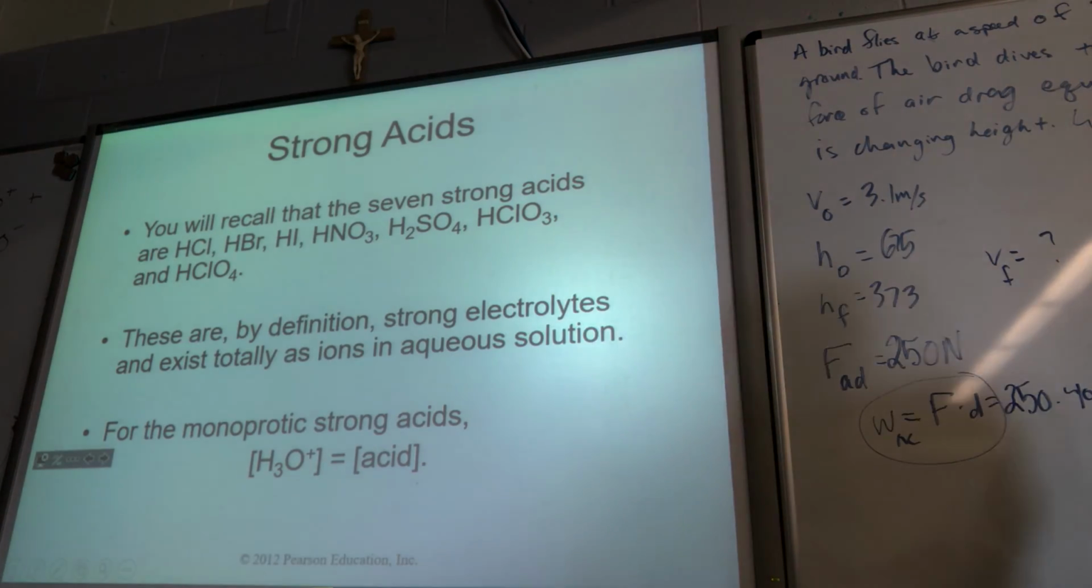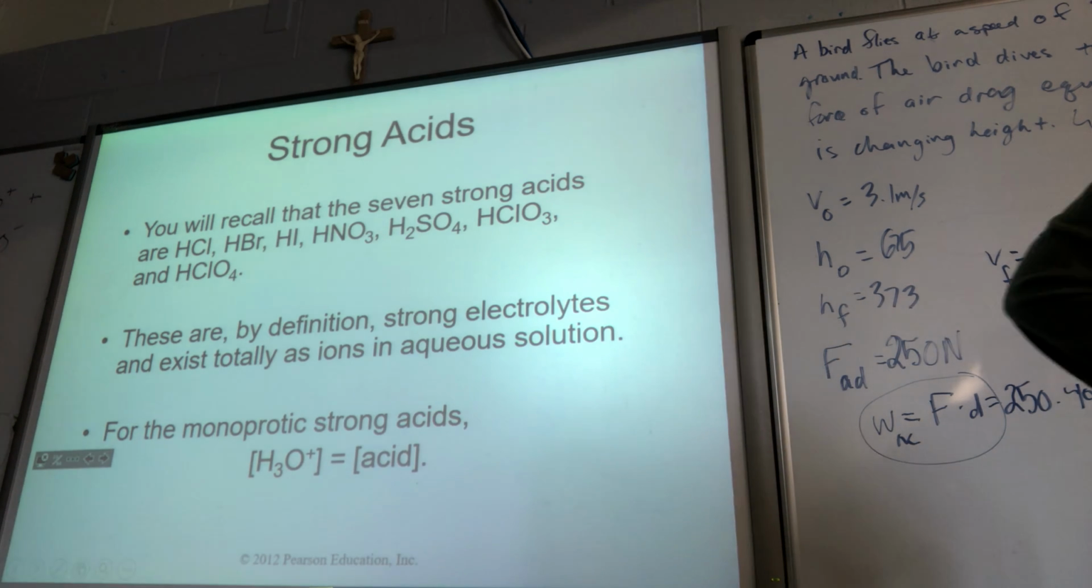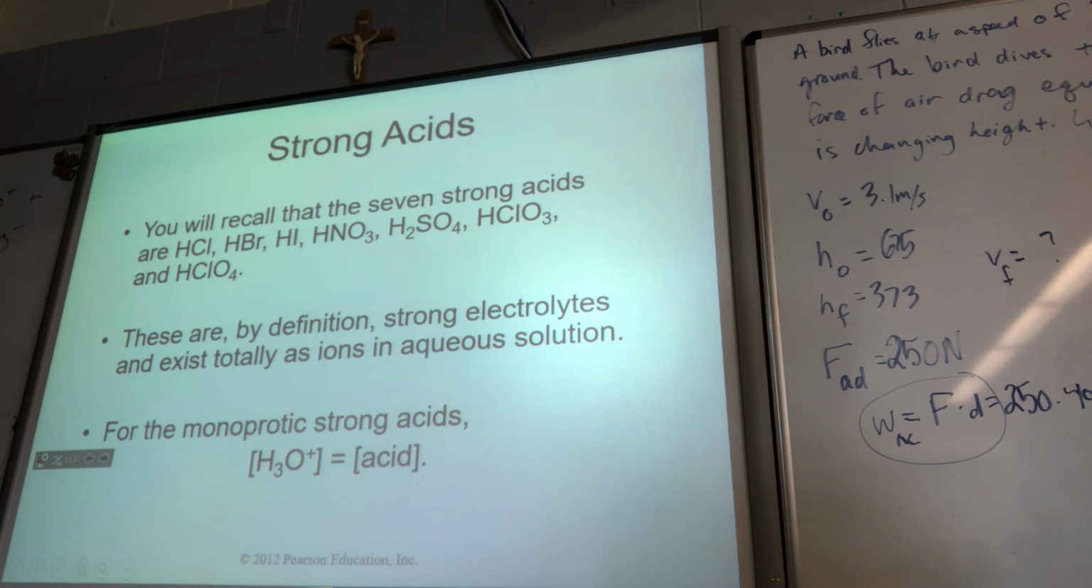Today with strong acids and bases. When they dissociate, by definition, they dissociate completely. You like strong acids and bases because they're very easy to understand information about.